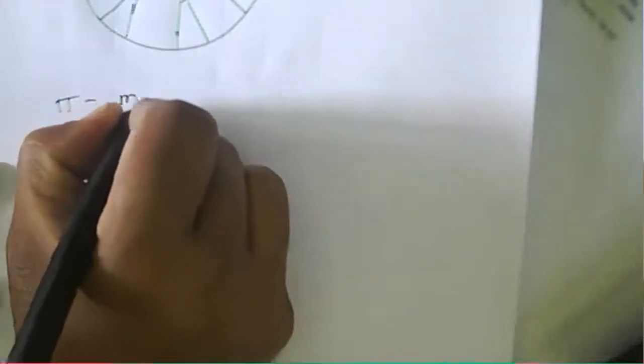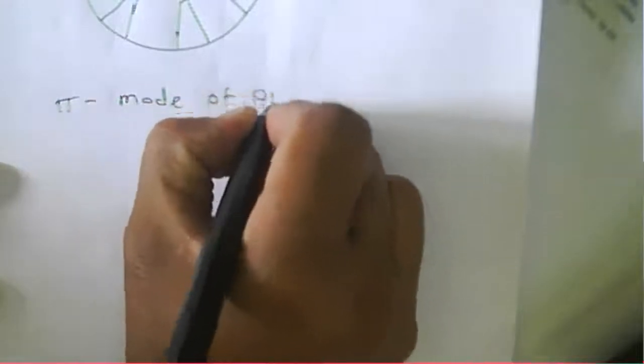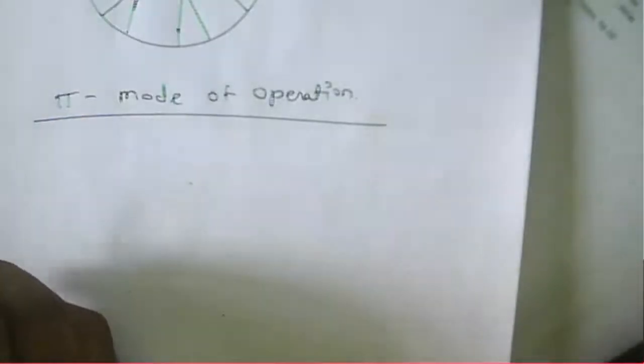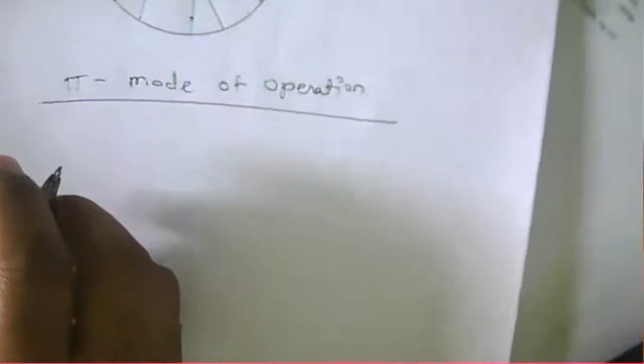That's why most magnetrons work in the π mode of oscillation. So what we can say is that this is about the π mode of operation, the mode of operation of a magnetron.